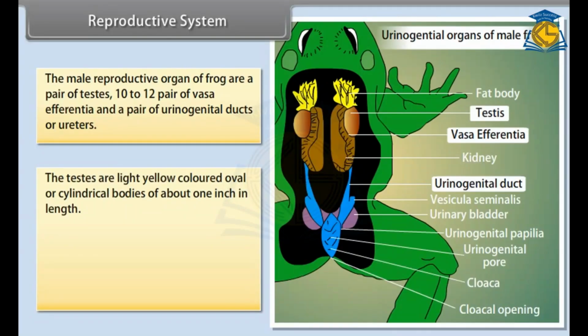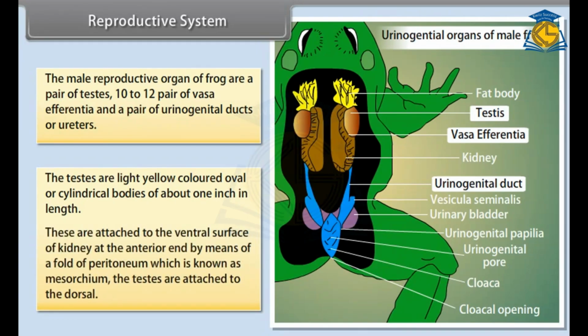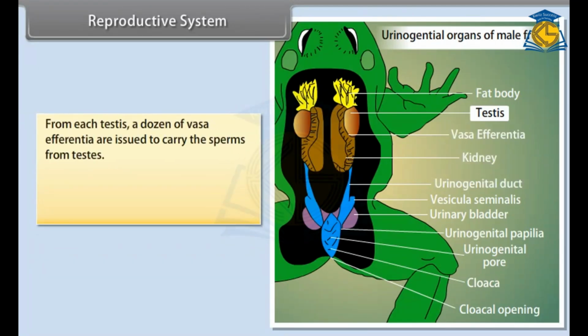The testes are light yellow colored, oval or cylindrical bodies of about 1 inch in length. These are attached to the ventral surface of the kidney at the anterior end by means of a fold of peritoneum, which is known as mesorchium. From each testis, a dozen of vasa efferentia are issued to carry the sperm from the testes.